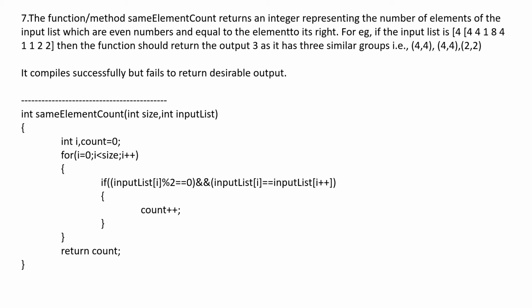So then the next question is, and here we are given a function called same element count. So this function is going to return an integer representing the number of elements of the input list which are even numbers, that is one condition, and the second condition is equal to the element to its right. So if the array element is equal to the number on its right and also the array element is even, the count is going to be increased. So everything in this code looks perfect, and we feel that the code is going to return the correct output. But there is a very small mistake.